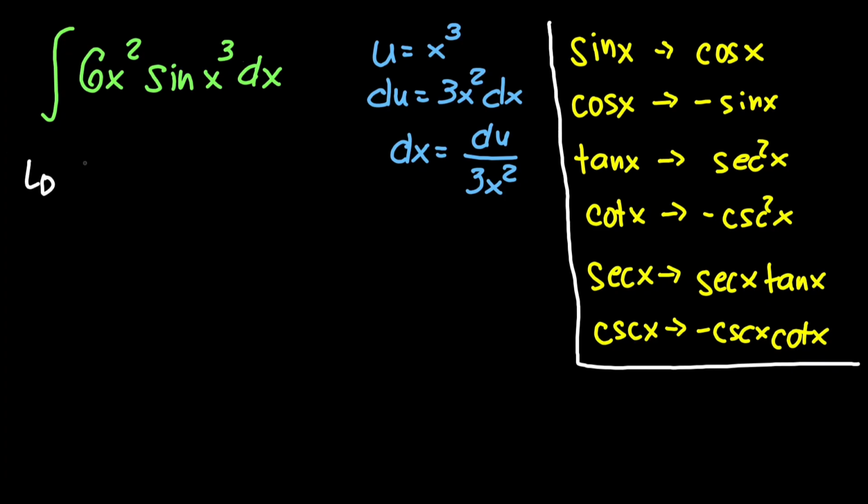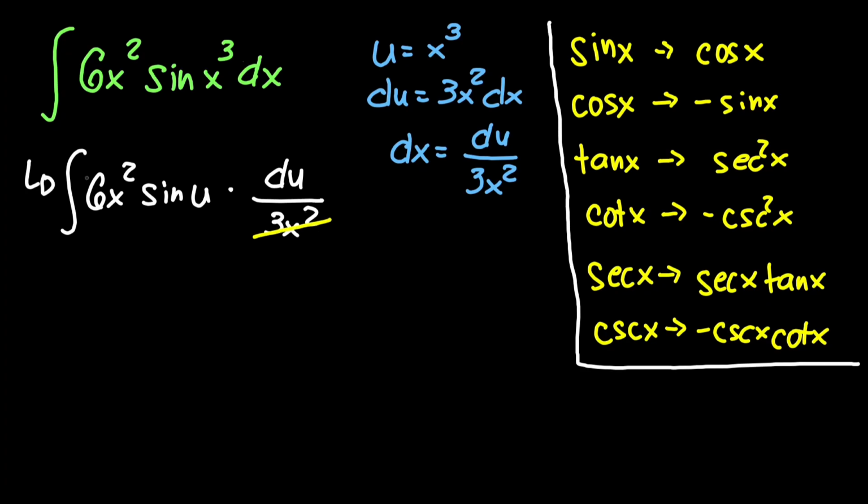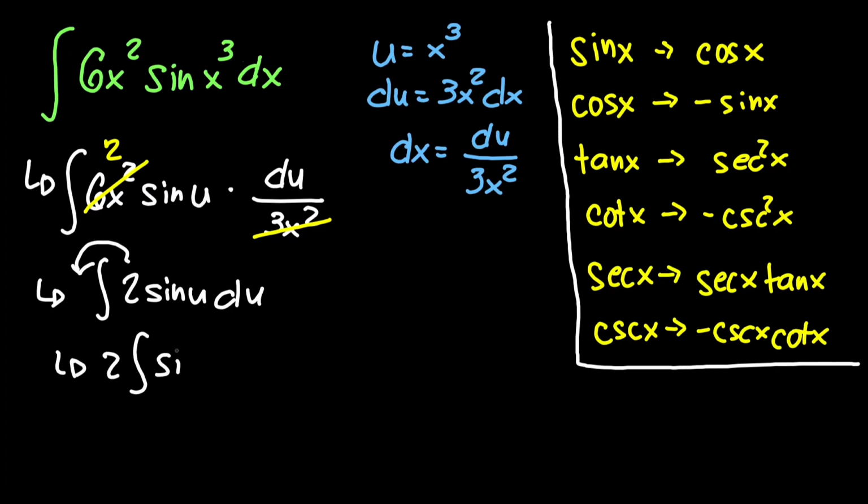So substituting the value, this would be 6x squared multiplied by sine of u. Dx right here would be equal to du over 3x squared. You can see here that 3x squared and 6x squared would be cancelled, leaving a 2 here. And so this would be equal to the integral of 2 sine of u du. And you can put 2 outside, so this would be 2 integral of sine u du.